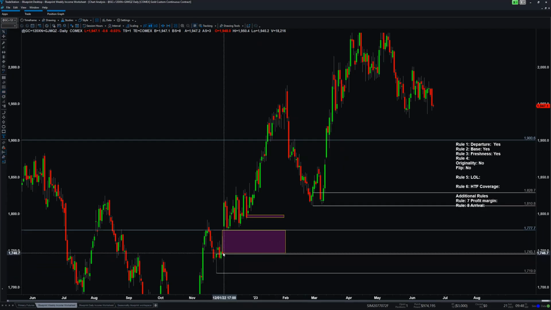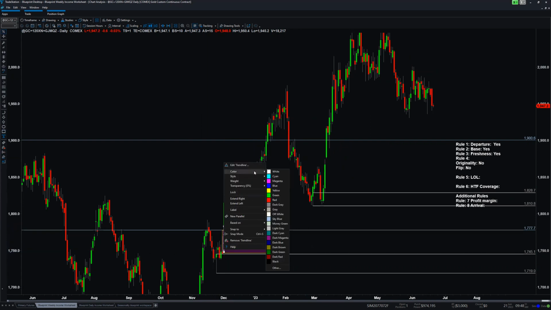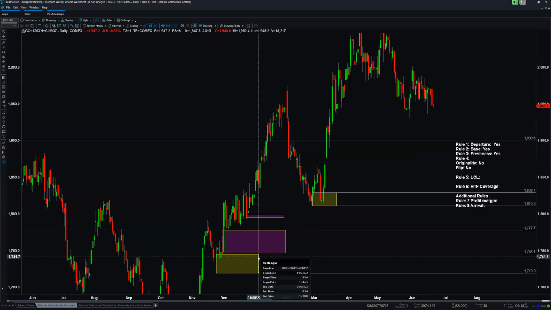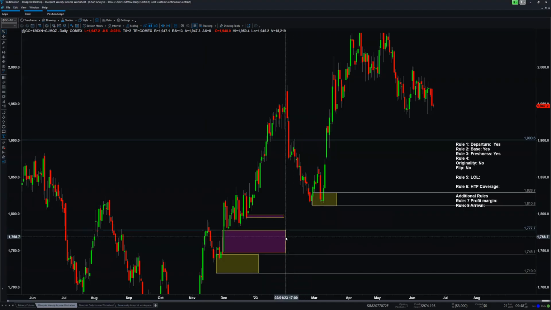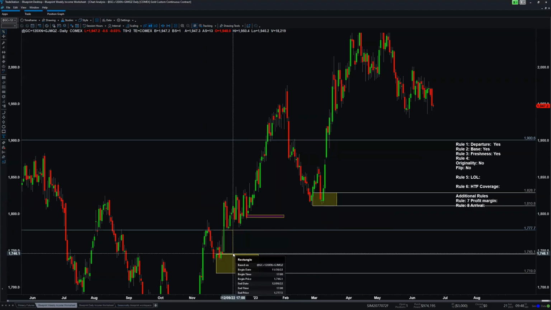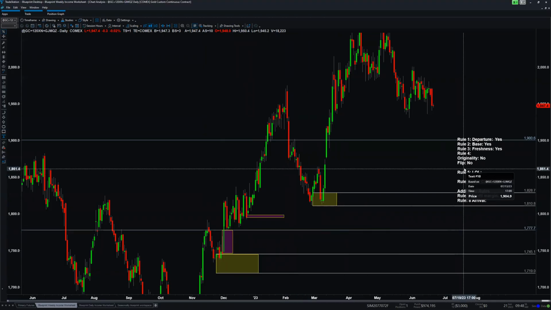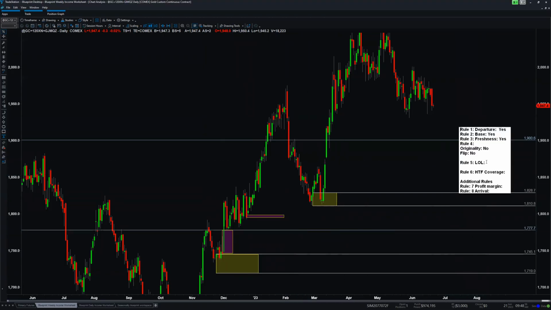If I would put a large green candle from here to here, then I would have a level here. Now, these two levels are very, very far apart from one another. So it's not really a level on top of level.